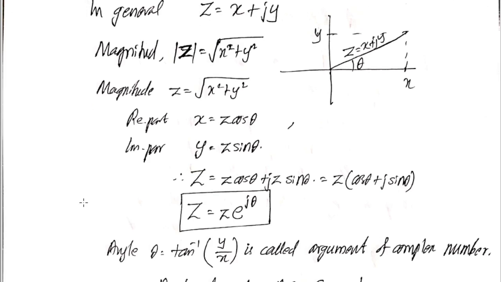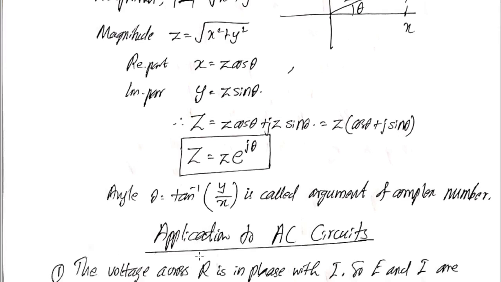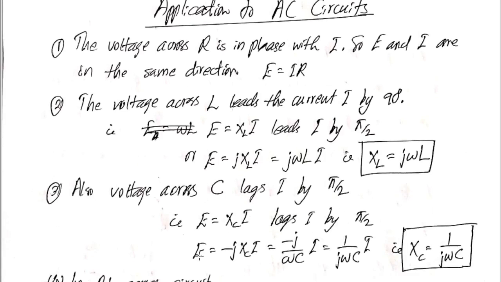Here theta is called the argument of the complex number, and tan theta will be equal to y by x. So theta will be equal to tan inverse y by x, that is tan inverse of imaginary part by real part. It is called the argument of the complex number. So in short, any complex number can be represented as x plus jy. Magnitude is root of x square plus y square, and the phase or argument will be tan inverse y by x. Now, application to AC circuits.